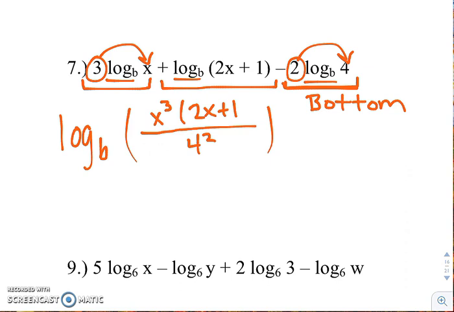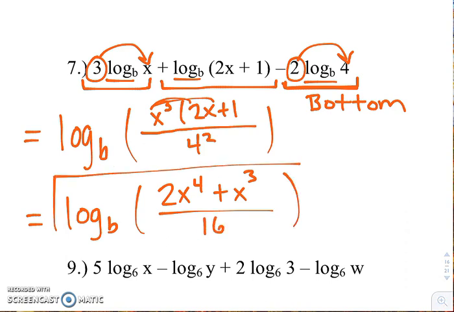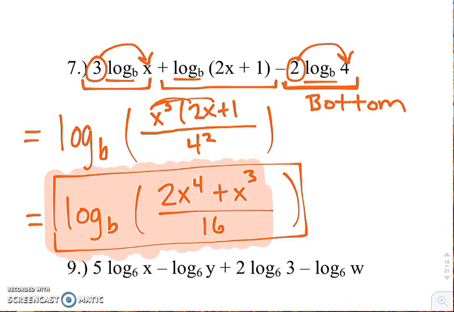I'm just going to do a little bit of simplifying here. Keep the log base b still, but I'm going to distribute the x cubed in there to make this 2x to the 4th plus x cubed, and over 4 squared, which is 16. So it looks to me, I think, a lot worse than it actually is. Just take it one step at a time. So I'm going to do number 9 with you now.